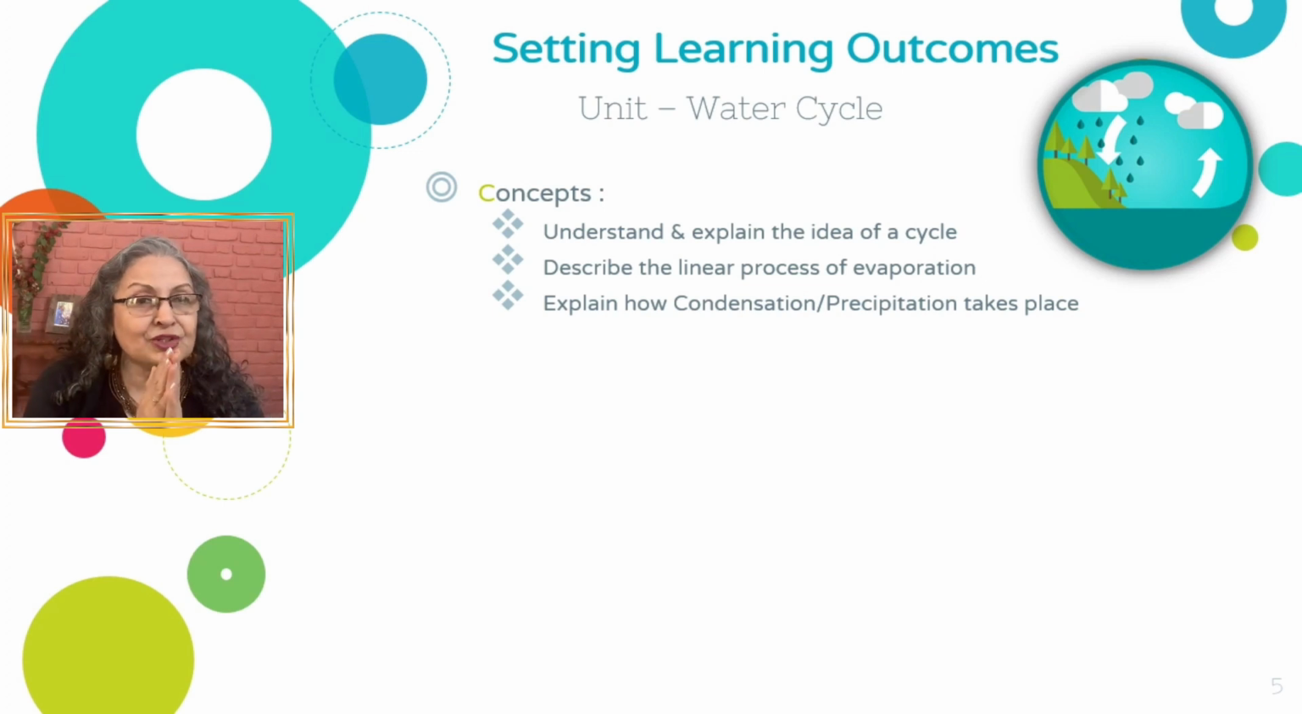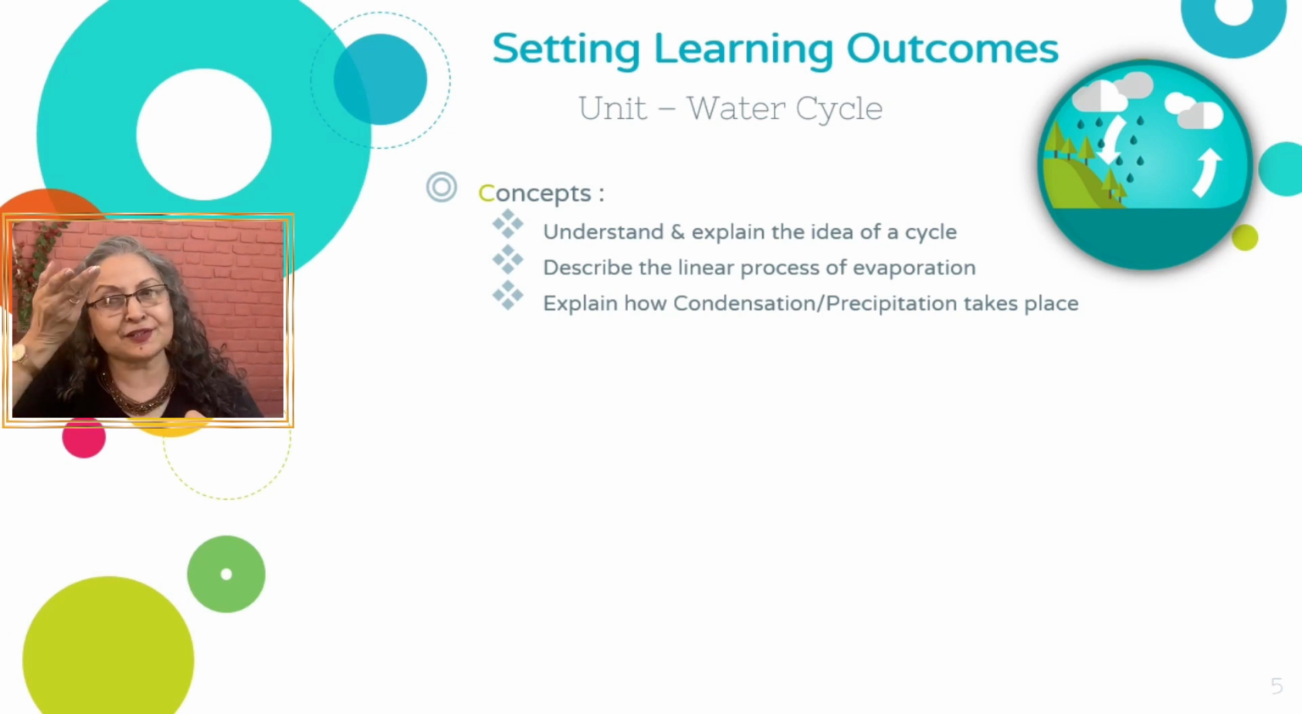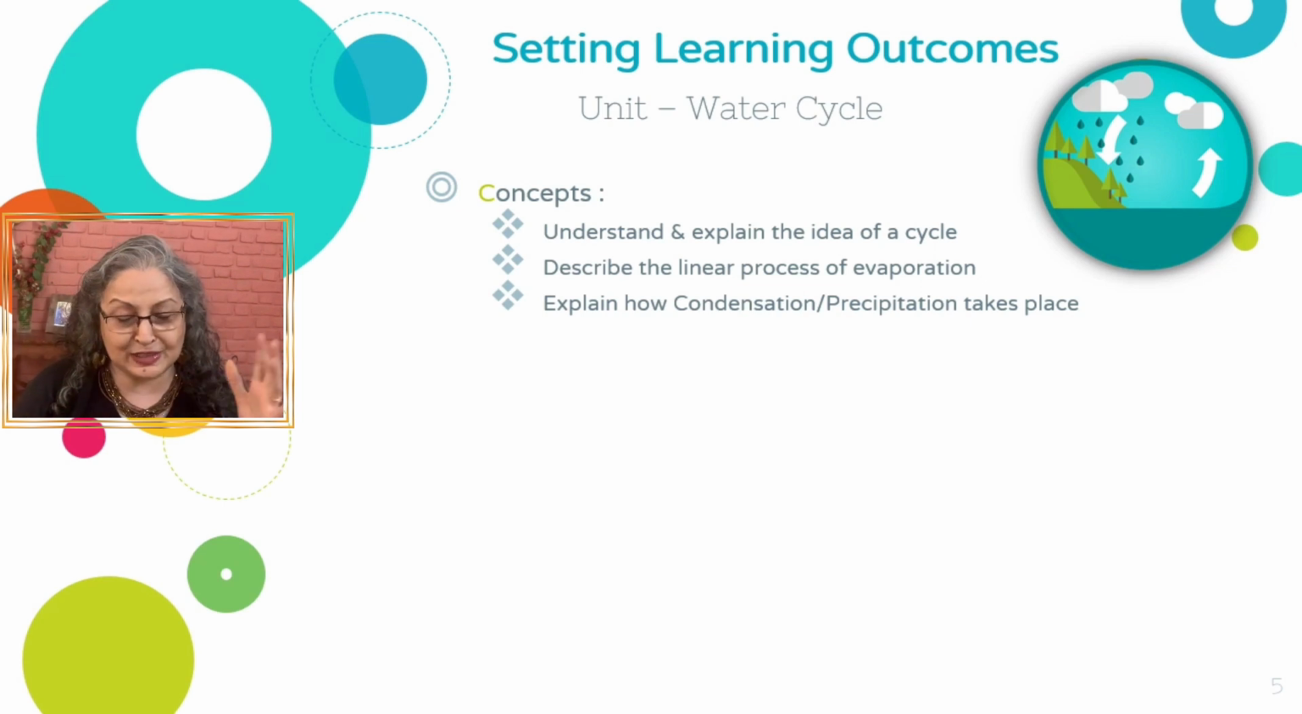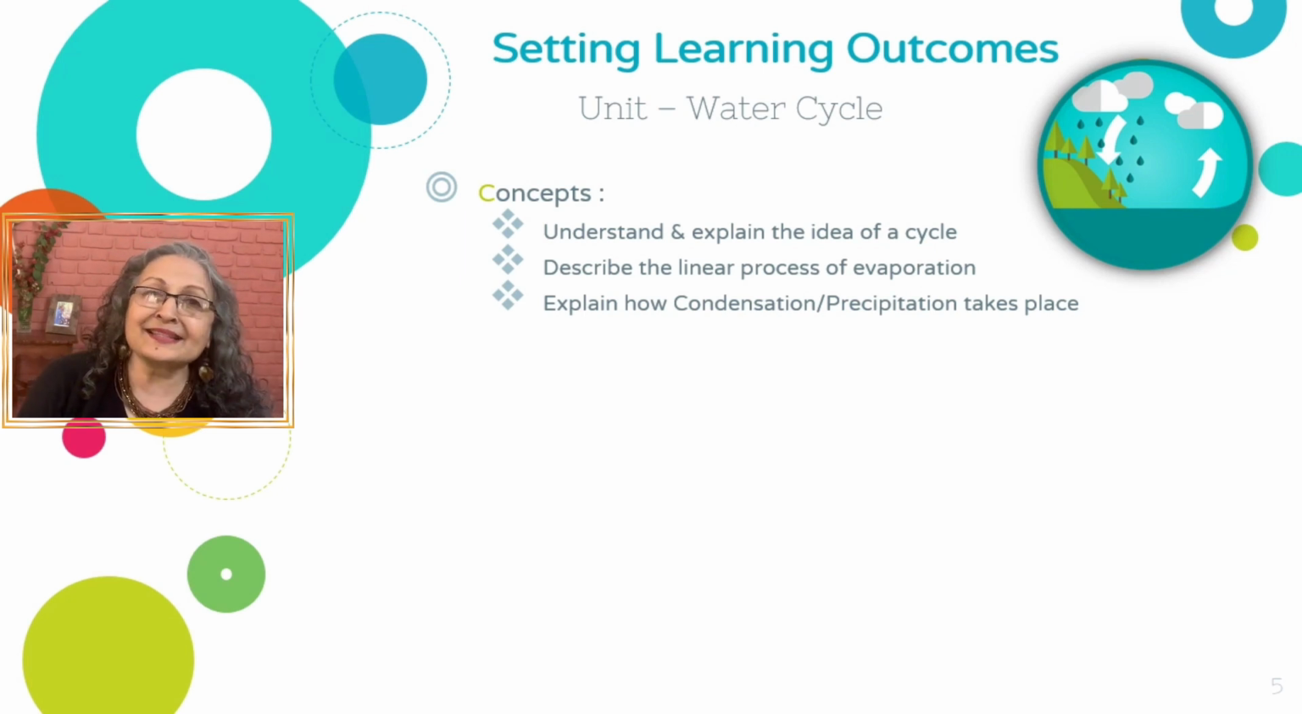So my conceptual knowledge would be, on this one slide, whatever I can show you, that the student will be able to understand and explain the idea of a cycle first and foremost, describe the linear process of evaporation, describe how condensation as well as precipitation takes place. These are all concepts that they need to know. You might remember, or you might probably realize that in that sense, every word denotes some concept, isn't it?